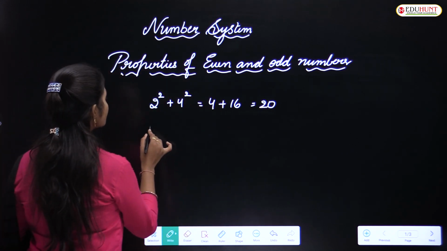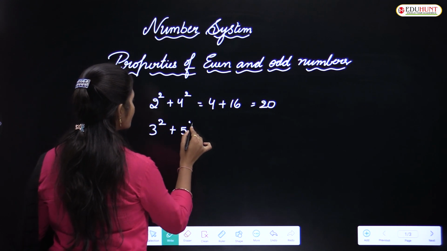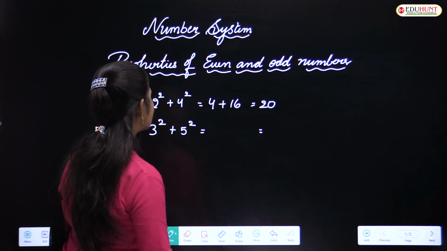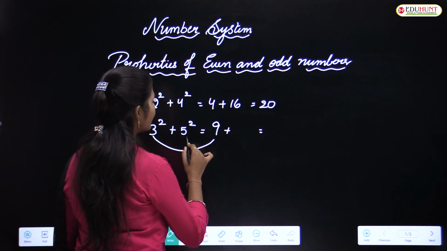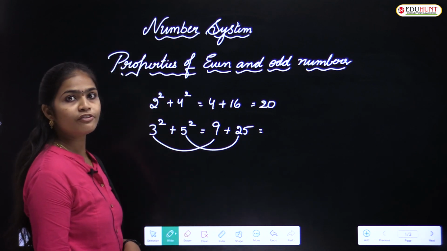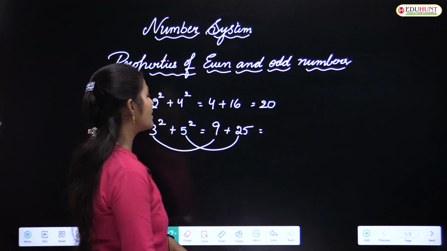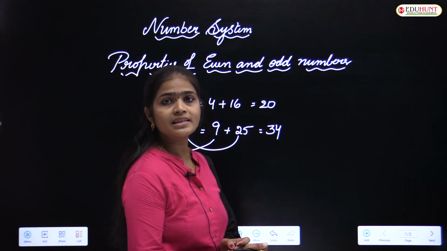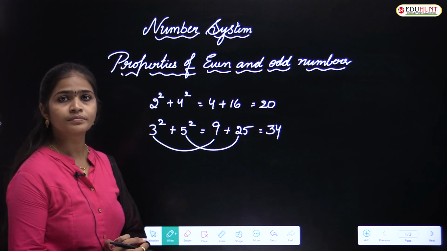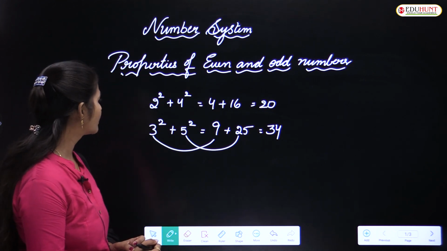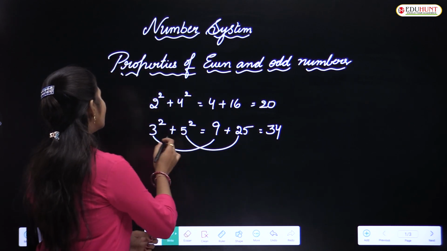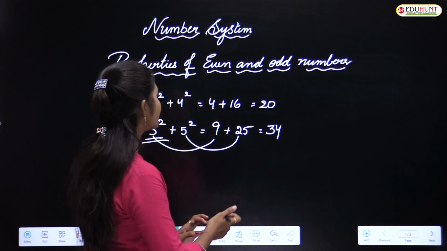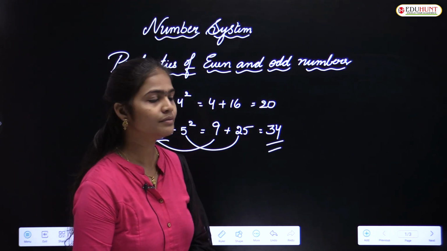Okay, next, the sum of the squares of two odd numbers also gives an even number only as a result. Why? Because 3 square is 9 and 5 square is 25. So 25 plus 9 is equal to how much here? That is equal to 34. So is 34 an even number or an odd number? That is an even number only, no? That's why I am saying the sum of the squares of two odd numbers always gives an even number as the result. Okay, is it clear? Yes.